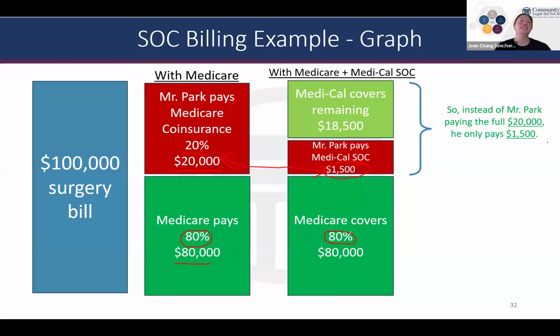Again, sometimes I call share of cost Medi-Cal just-in-case insurance, because it's in a scenario where Mr. Park would want to have the share of cost if he ever had a bill that's more than 1,500. So he's not going to be paying 1,500 every month. It's only when he needs a bill to be paid that's going to be more than 1,500. Knock on wood, Mr. Park doesn't need surgery every month that's going to cost this much. But for some of my clients, like I said, I call it just-in-case backup insurance.